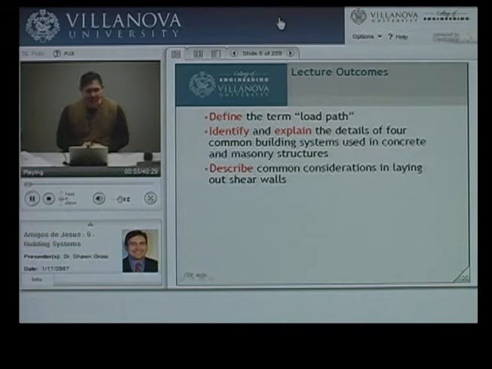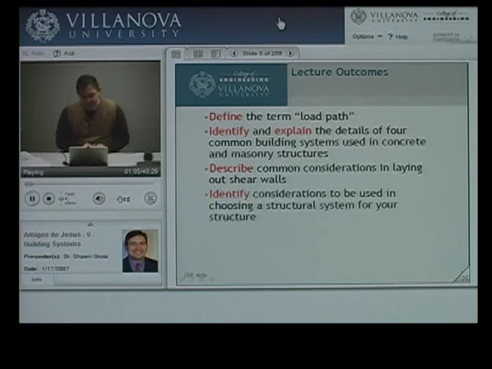We're going to talk briefly about shear walls. Rather than getting into the specific design details of shear walls, we're going to focus on common considerations relative to layout of shear walls. And finally, we'll try and identify for you what considerations, or at least get you started thinking about what considerations you're going to need to look at in determining what the right building system for your particular structure is going to be.